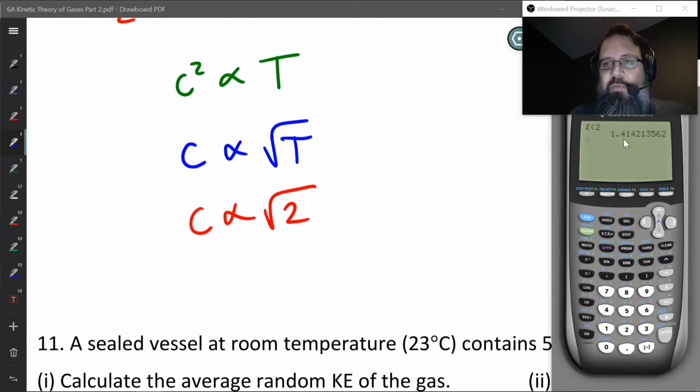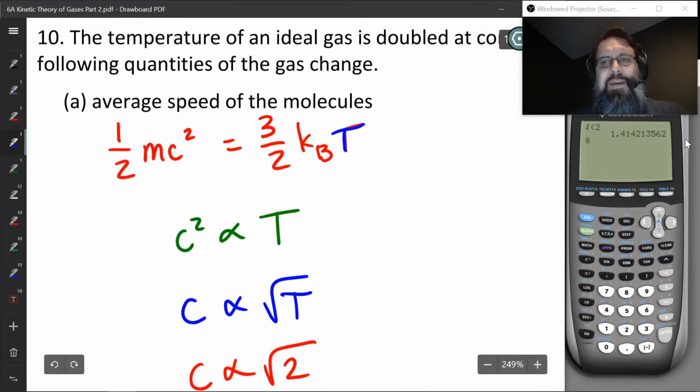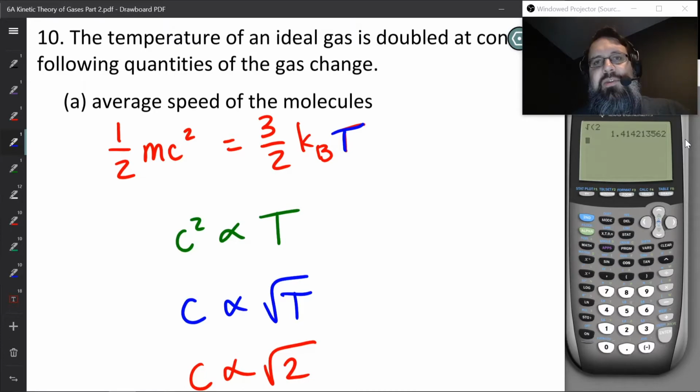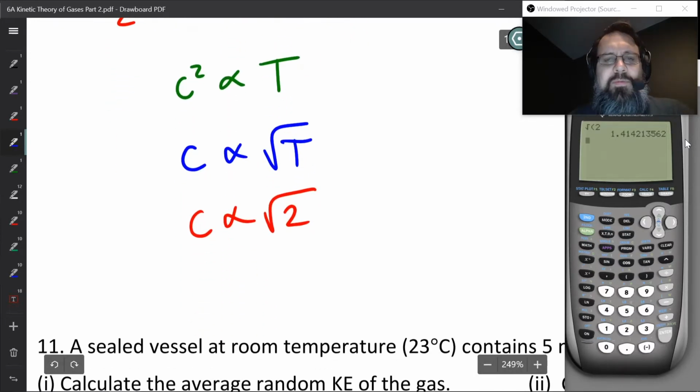Square root of 2 is 1.4. So that means that the particles will travel about 1.4 times faster when you double the temperature. So it's not a linear relationship, right? A lot of people think that if you double the temperature, you double the speed, but it doesn't quite work out that way. Because remember, the equation is 1/2 m times the speed squared. Since the speed is squared, when doubling the temperature you don't need to double the speed as well. You'll get a little bit less than double the speed, 1.4 times.